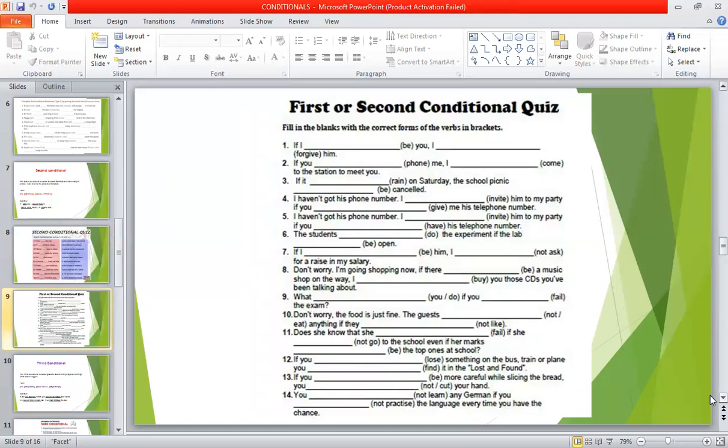If you phone me, I come to the station to meet you. Okay, so here this is a possible situation. So if you phone me, I'll come to the station to meet you. So it's possible to happen. And so on.